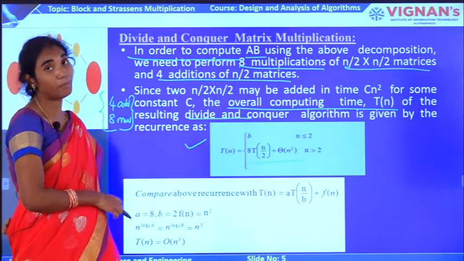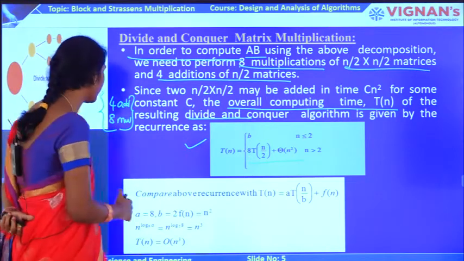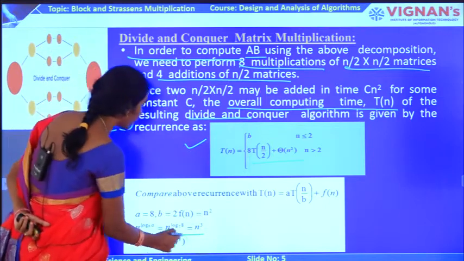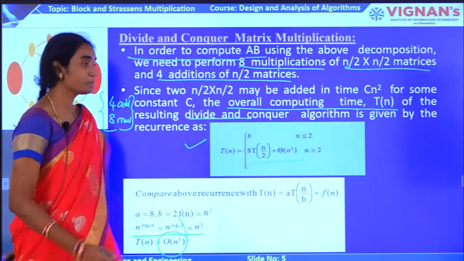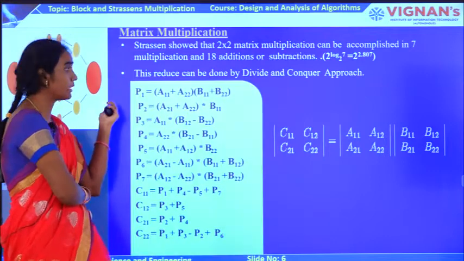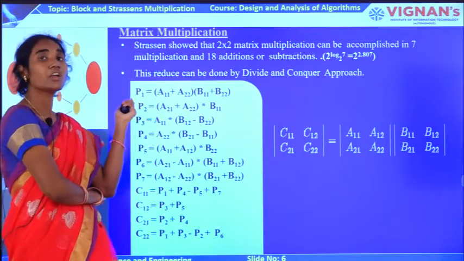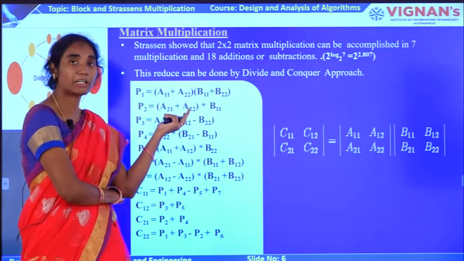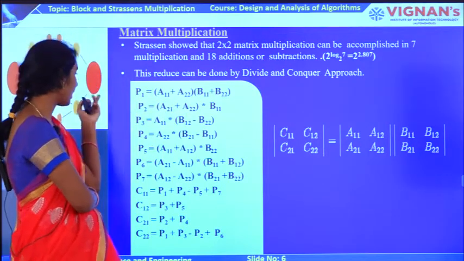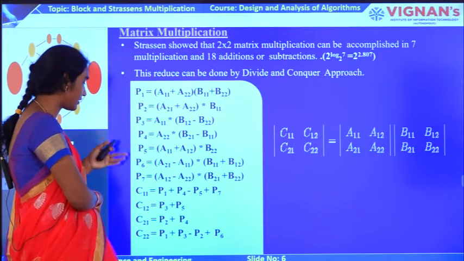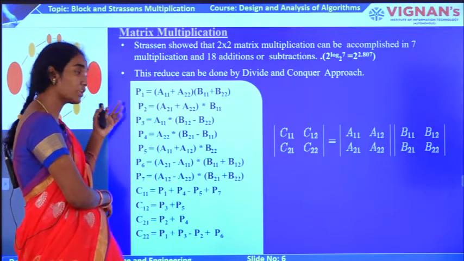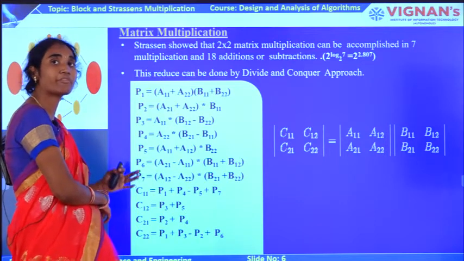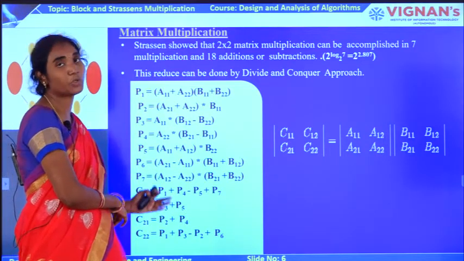So now if you are applying the Master's theorem, what is the T(n) value here? n to the power of log a to the base b, which will be equal to big O of n cube. Coming to the Strassen's matrix multiplication, to find the multiplied matrix, I have a set of products P1 to P7, and based on these P1 to P7 values, I have defined C11, C12, C21 and C22.